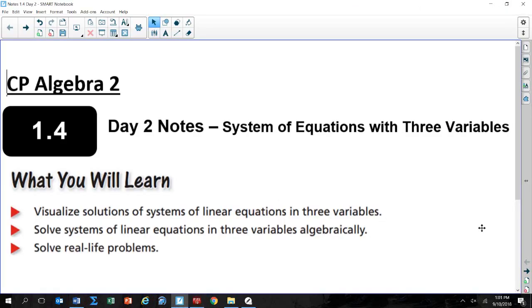Okay, so for 1.4 day 2, we are still going to be working with a system of equations, except for today we're working with a system of equations with 3 variables. So rather than just working with x and y, we'll see equations with x, y, and z. So we're adding in a third plane, if you will.